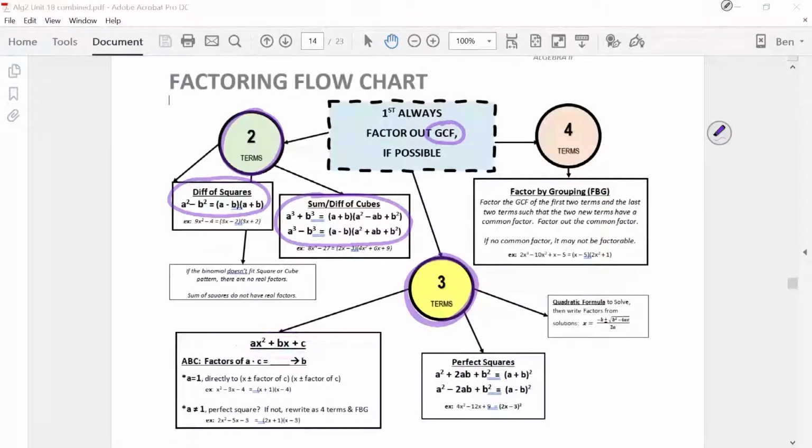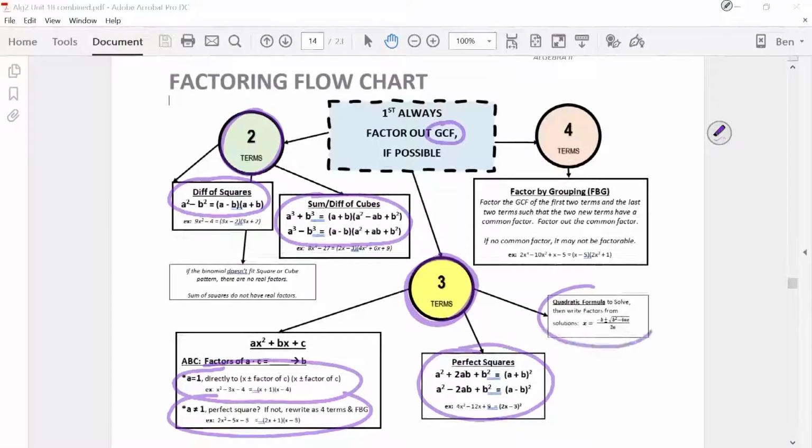If there are 3 terms, then we'll look to see if the leading coefficient is 1 or not. The way I see it, there are two different processes or tools we have for factoring in that form, or if it meets this perfect square format, then we can use that tool. We can also use the quadratic formula as an option, but typically that's not seen as factoring. Or if there are 4 terms, we can consider using what's called factor by grouping.